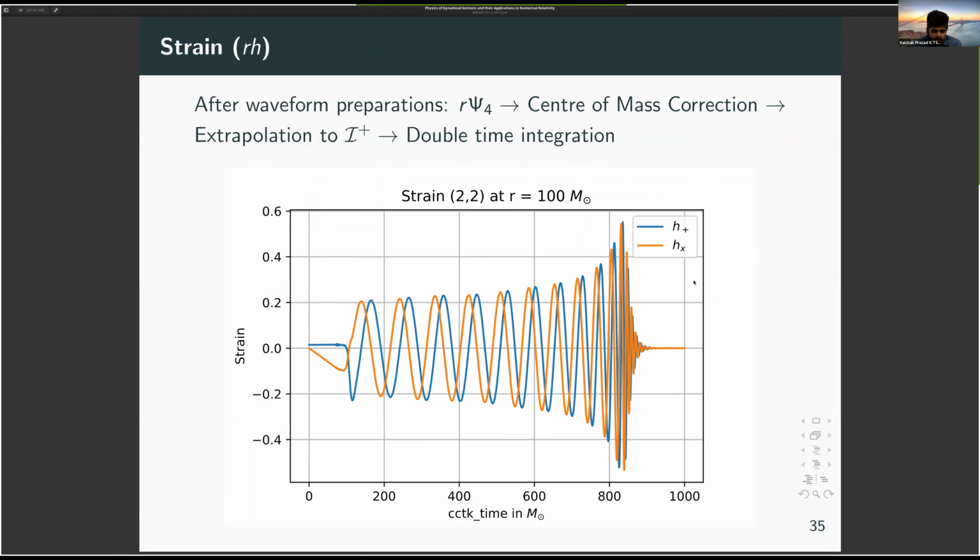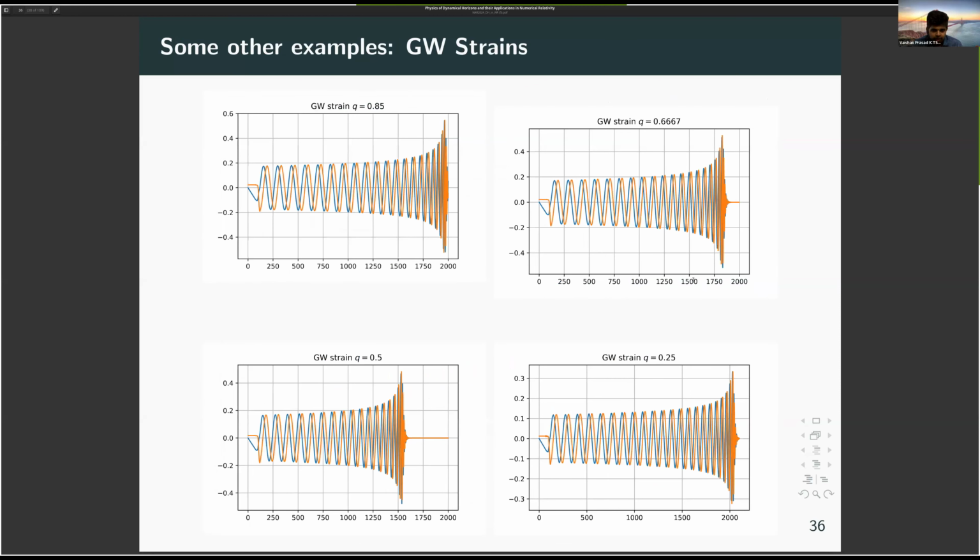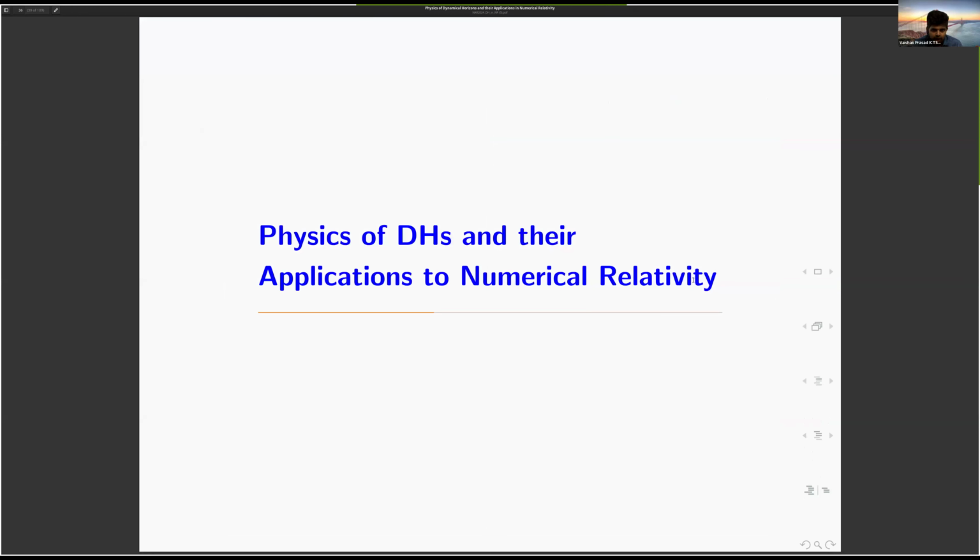So once you do all these things, we are good to go. We have several waveforms from numerical relativity, which are now ready to be used for waveform modeling. I would like to pause here for a couple of minutes and see if anyone has questions before I move on to the last part of the talk.